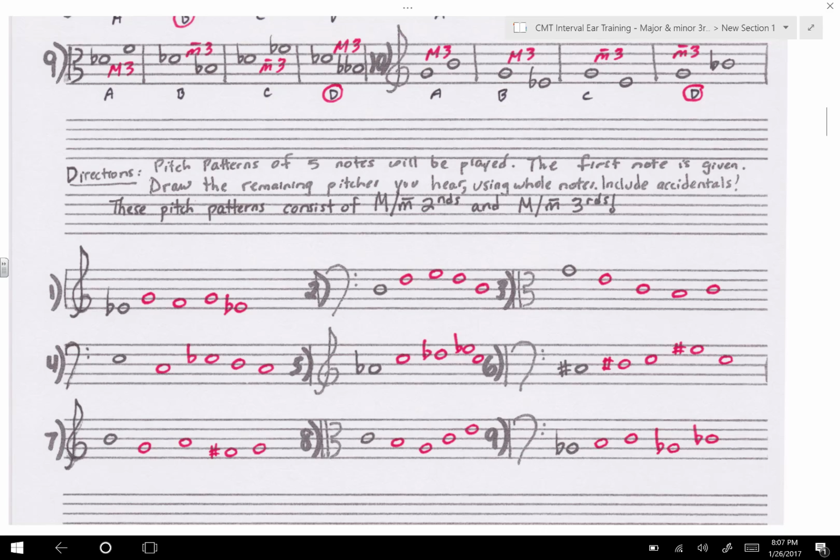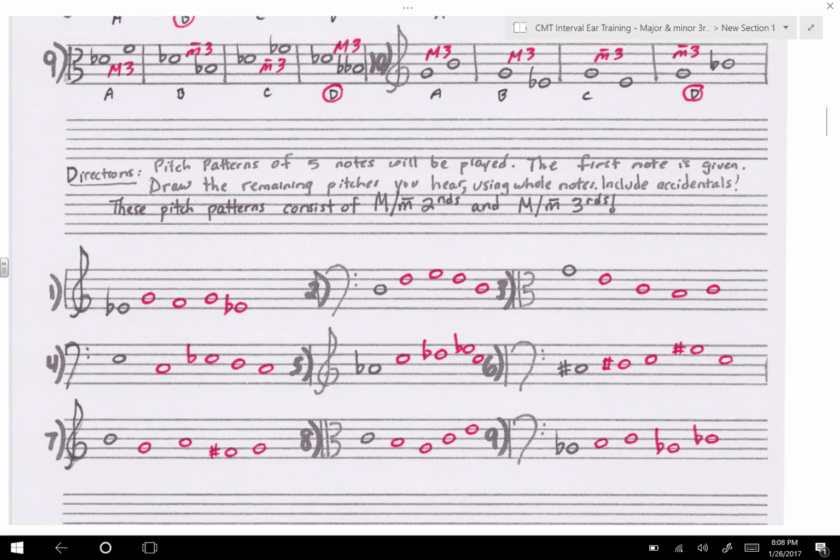Sing it with me. Mi, do, re, ti, do. Sing this one with piano accompaniment. 1, 2, ready, go. Again. Mi, do, re, ti, do.